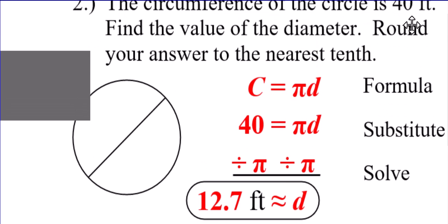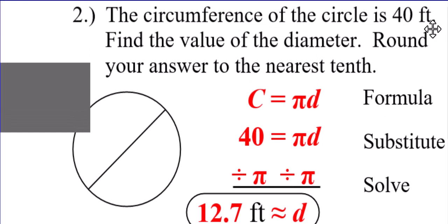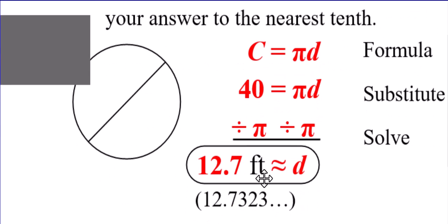The unit of measure was feet. If you look up here, the circumference was in feet, so the unit of measure for the diameter would also be feet. We'll use the approximately equal to symbol because we are rounding. And there you go. That's how you can use inverse operations to solve for a lowercase letter like diameter. We're going to do it on a future problem for radius. You could do it for even base and height on other formulas.